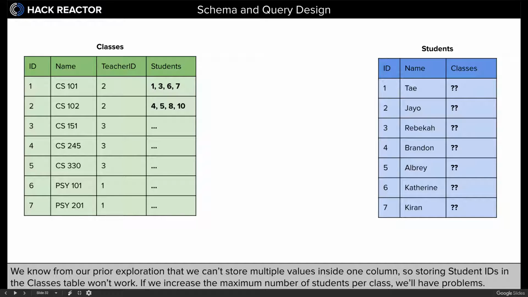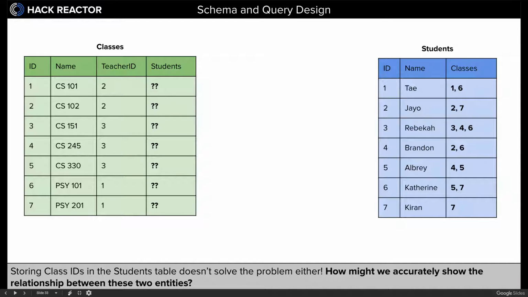Oh, there you go, yeah. So we know from our prior explanation that we can't store multiple values inside of one column. So storing student IDs in the classes table won't work. If we increase the maximum number of students per class, we'll have problems. So not what we want to do. Well, what about the other side? Storing class IDs in the student table doesn't solve the problem either. How might we accurately show the relationship between entities? We can't store it in the students table, we can't store it in the classes table. I think I heard you say it. Yes, yeah, exactly.